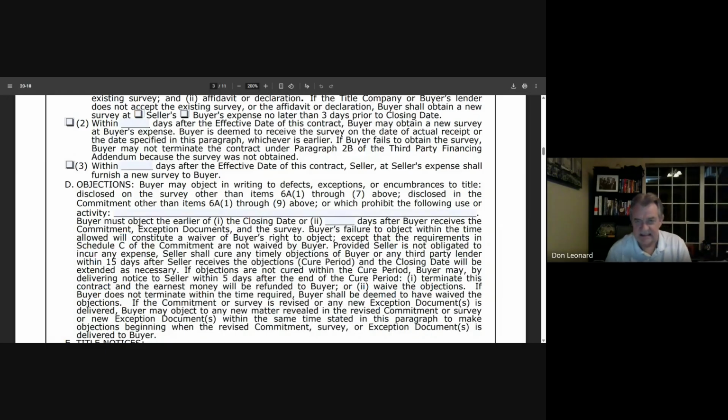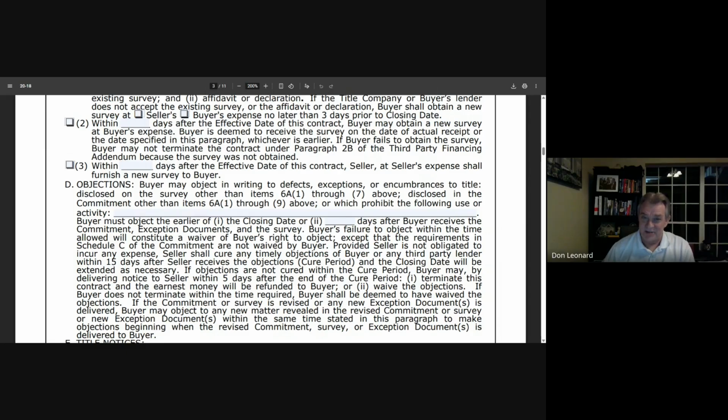He said, nah, I checked it out. It doesn't. Okay, we'll see. Sure enough, when the survey came out, it did extend into the utility easement. Buyer, for whatever reason, wanted out of the property probably prior to this. And so the buyer said, okay, well, I object to that. I'm out. I'm objecting within 3 days. I'm out. No, that's not the way it works.